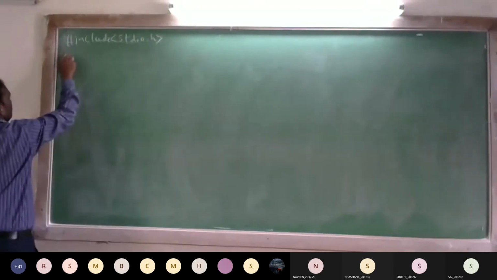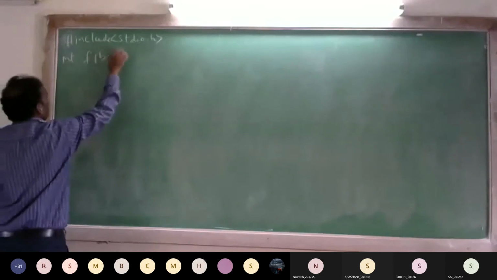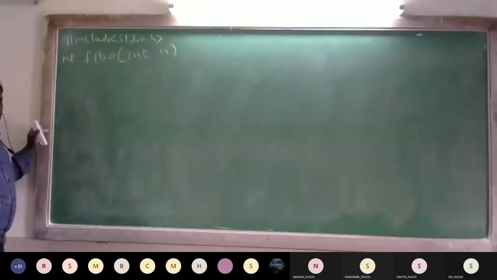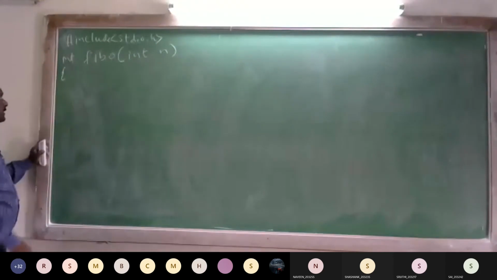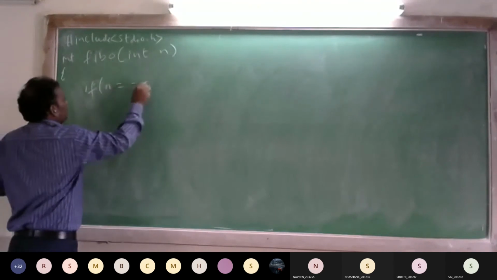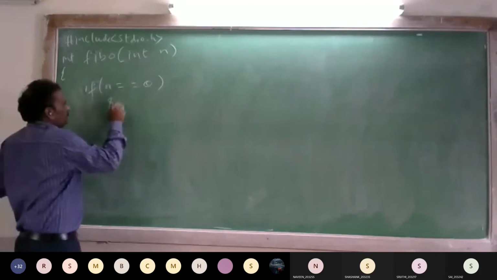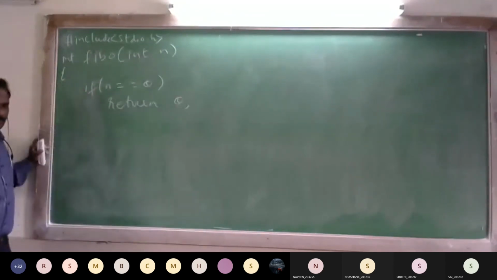stdio.h. Now I will call this one as Fibonacci, F-I-B-O. In short, I am writing it as Fibonacci series of numbers. Now, if n is equal to 0, that means what is the zeroth Fibonacci number? This is the base value. The zeroth Fibonacci number is 0. Return simply the value 0.